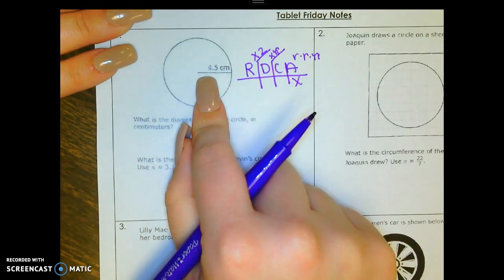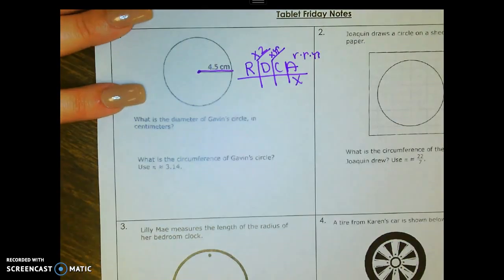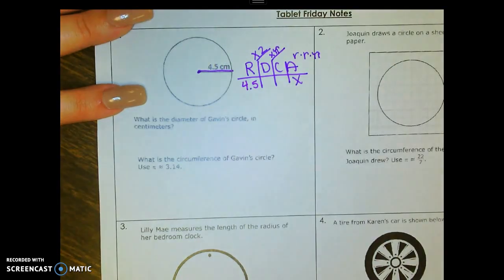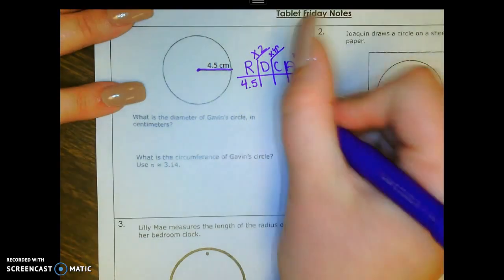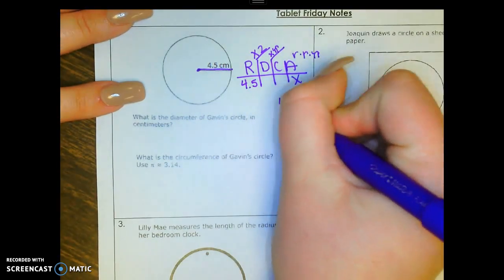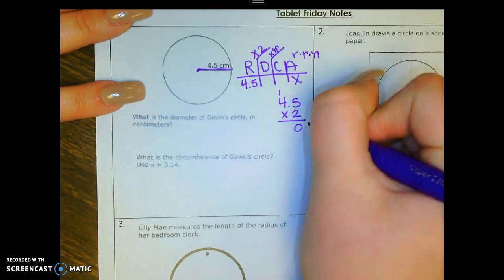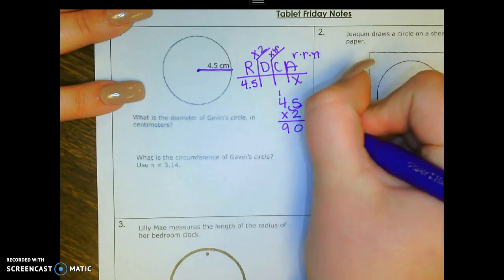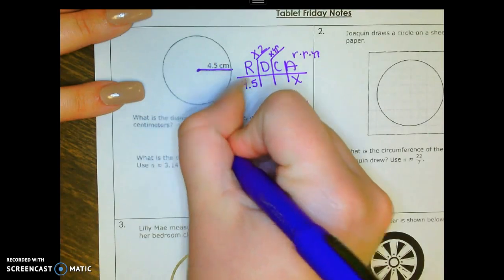So first, I know the radius. Remember, half the distance across a circle is the radius. So 4.5. Now, to get from radius to diameter, I'm just going to take it and multiply it times 2. Remember, you multiply like normal with decimals. Okay, now you count the number of numbers behind the decimal and move it over. Okay, so 9 centimeters is my diameter.